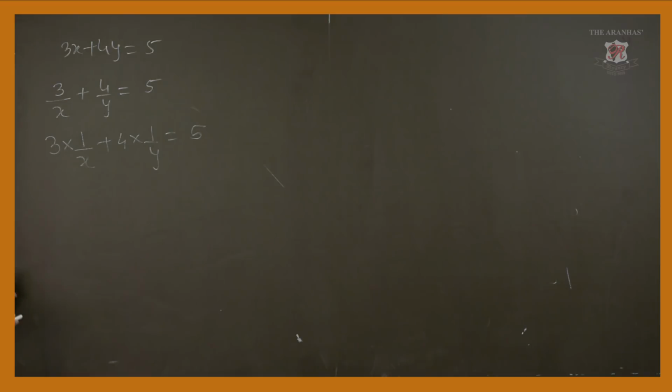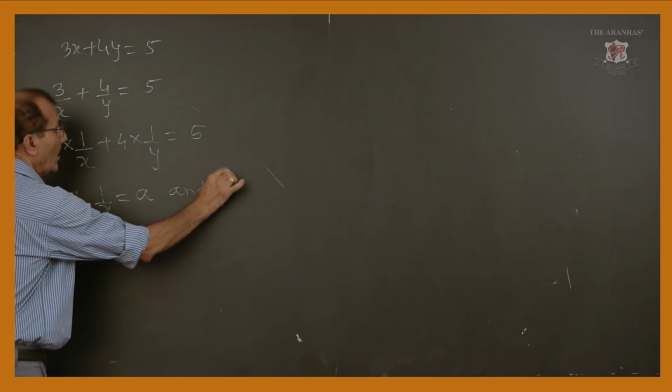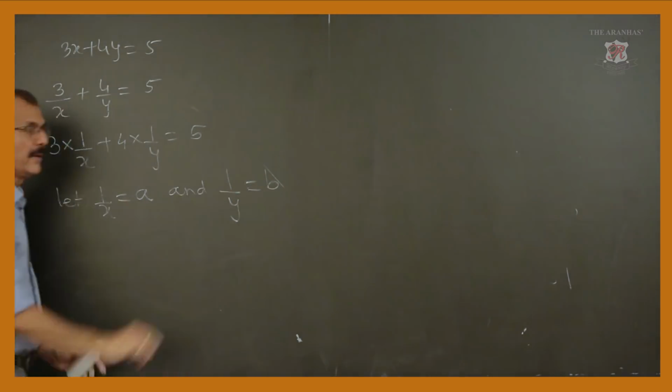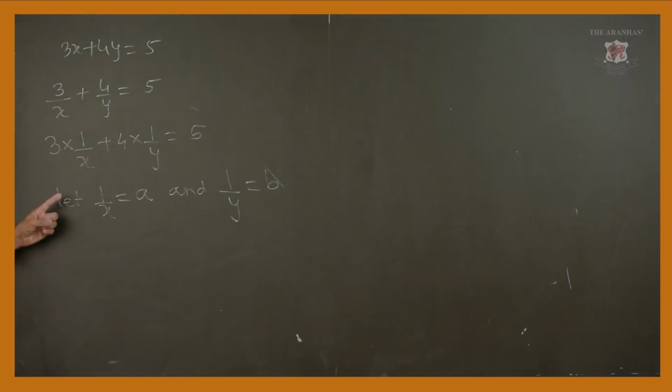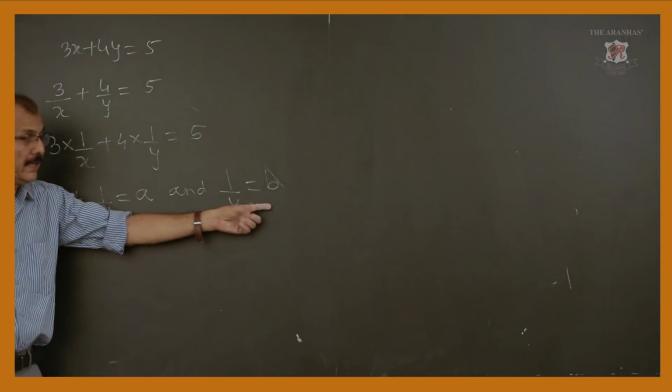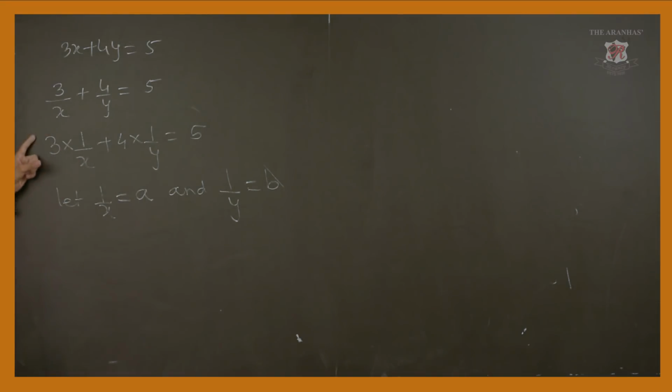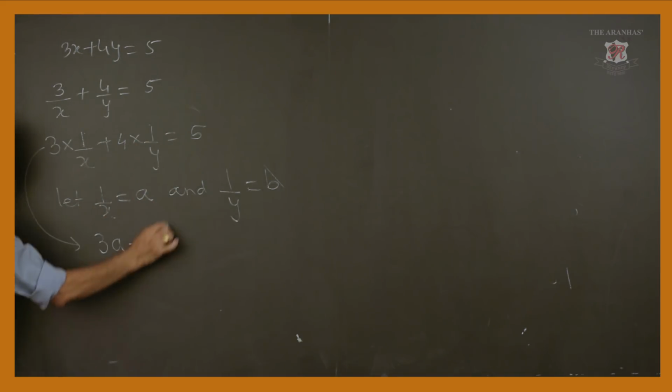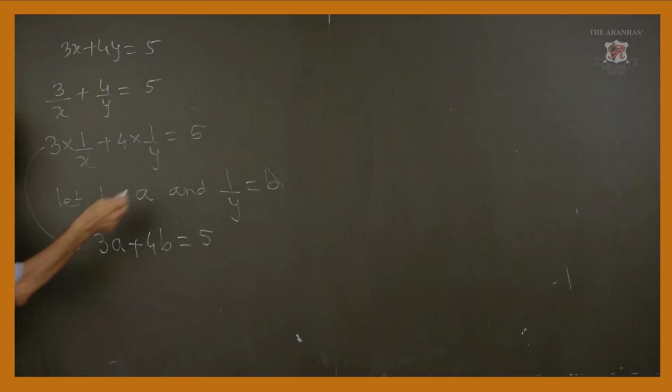Now you have to assume that 1 upon x is equal to a, use any variable, 1 upon x is equal to a and 1 upon y is equal to b. Then when you say 1 upon x as a and 1 upon y as b, see what happens to this equation now. 3, 1 upon x is what? a, so 3a plus 4, 1 upon y is what? b, is equal to 5.